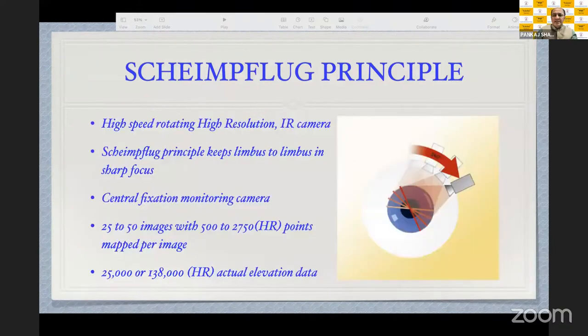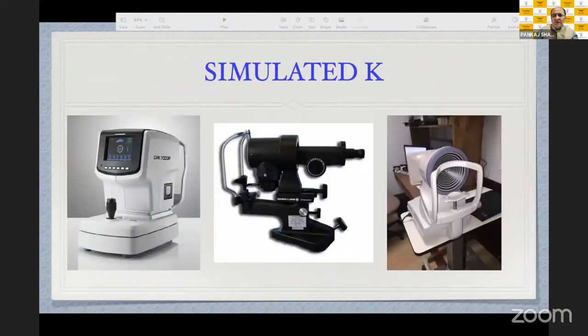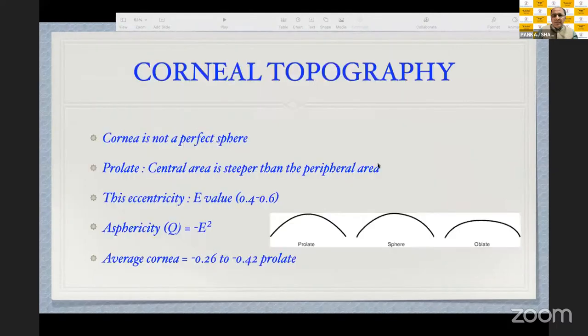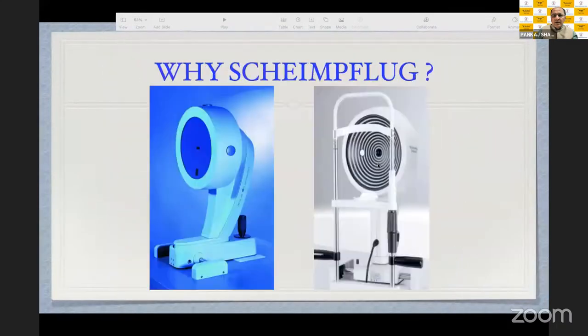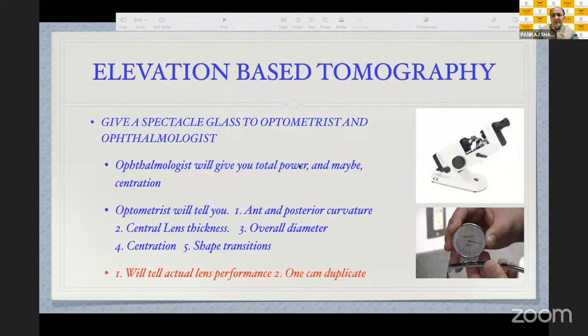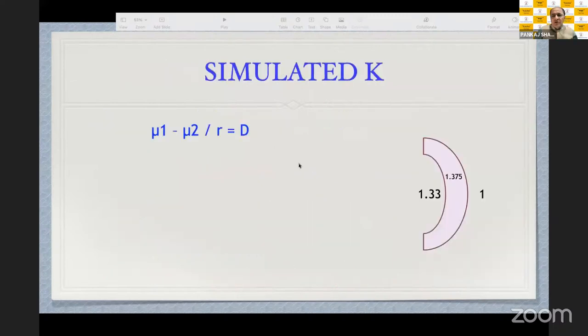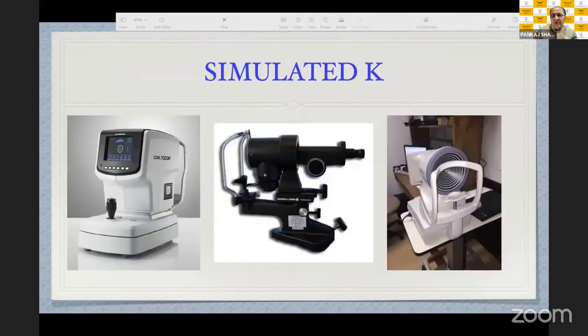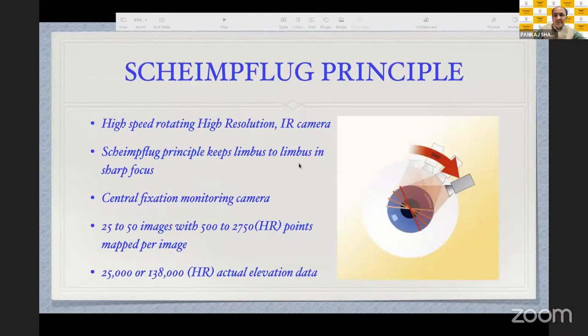So in this Scheimpflug camera, if you see, the camera rotates all around and takes photographs. And this is slightly tilted, in the Scheimpflug angle. So everything is then in sharp focus from the limbus to the center. Everything is in sharp focus.